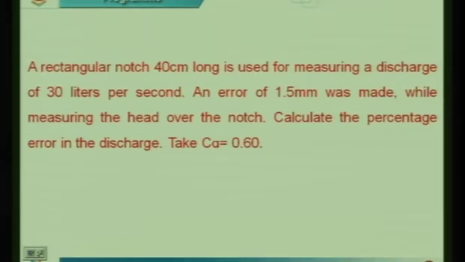A rectangular notch 40 centimeter long is used for measuring a discharge of 30 liters per second. An error of 1.5 mm was made while measuring the head over the notch. So, your dh is equal to 1.5 mm. So, convert that into meters. Calculate the percentage error in the discharge. Take CD is equal to 0.6.